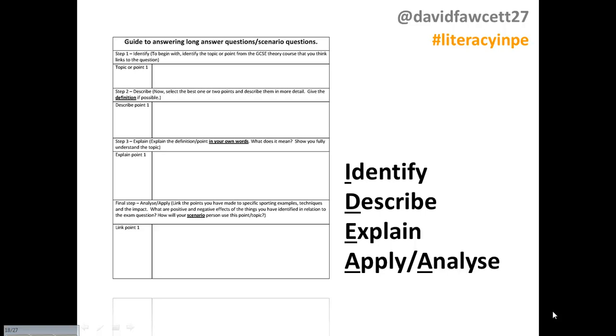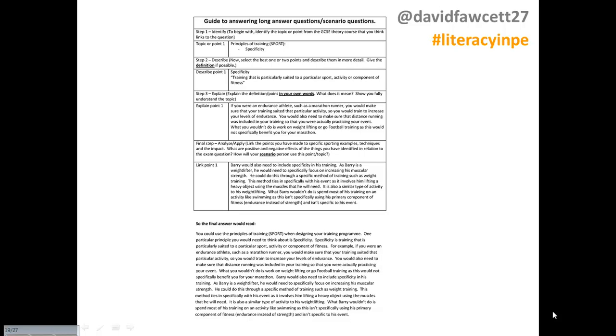And by that, they then apply it to a sporting situation, or especially in the AQA scenario questions, the big 8-mark questions, they actually have to apply it to a character who plays a particular type of sport. So here's an example here. So in the top box, specificity, they've identified it. In the describe box, they've given the definition. In the explain box, they've explained it in their own words, just using their own understanding. And then their apply one, they've linked it to the person in the exam question.